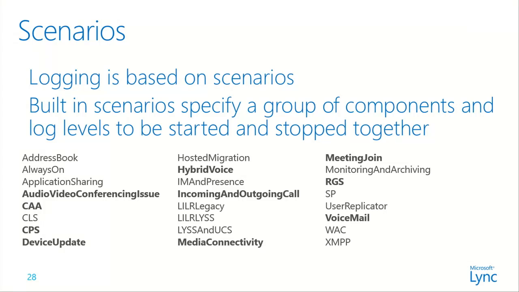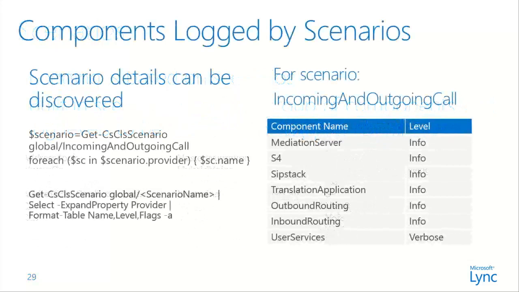When all I wanted to know was inbound and outbound call for a particular user, or meeting joins, routing group service, response group service, voicemail, media connectivity, device updates, CPS for call park services, audio video conferencing issues as well. So there are other ones, but I pointed out just the voice ones specifically. So it's easy to just jot this down, keep the slide, whatever you want, and just remember scenarios. What scenario does this user fit in?